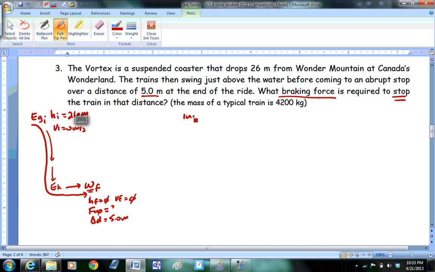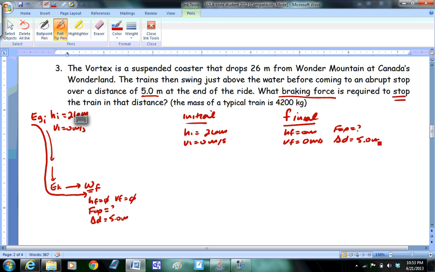So let's write down my energy equation, the initial and final, and let's see what we have here. Again, initial height is 26, initial velocity 0, and final height is 0, final velocity is 0, but I do know that there's a force applied, and that the force is acting over a distance of 5 meters. So what's happening here is I've got my Eg initial being changed into work final.